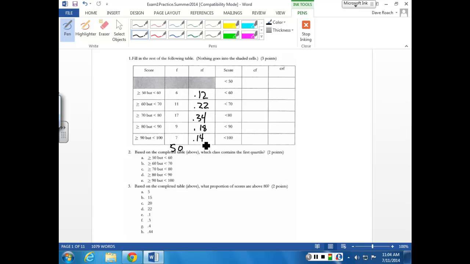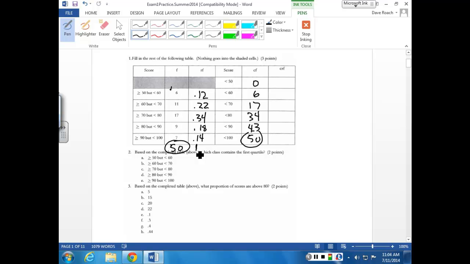And then for the cumulative frequencies, less than 50, there aren't any in there. Then less than 60, there are going to be 6. That's here. Less than 70, it'll be that 6 and another 11, 17, plus another 17, 34, plus another 9, plus another 7. And of course, this and this will always equal. And if you add these up, that's going to be 1, always.